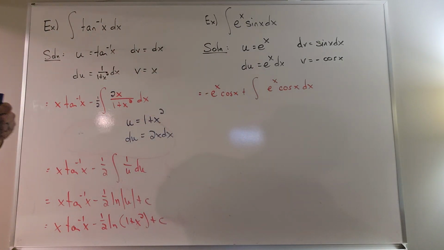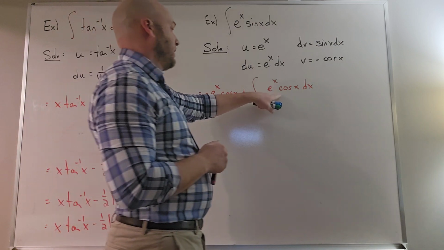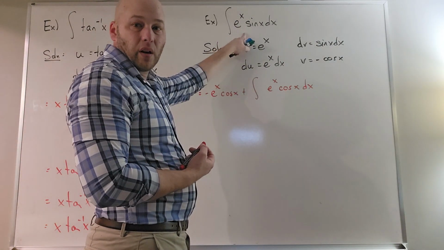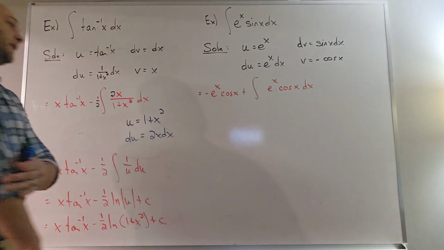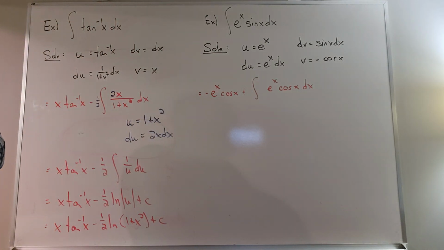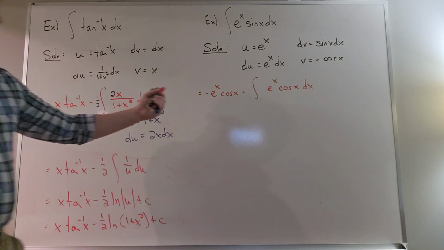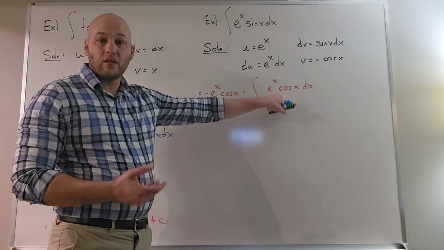Well, the resulting integral is not really simpler than what we started with. It's still a product of two functions, one an exponential, one a trig function. So let me humor you, and let me just try it again. Let's do another integration by parts on this and see what happens.